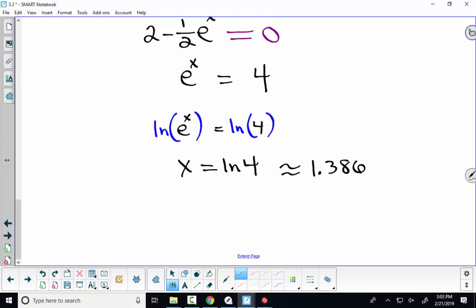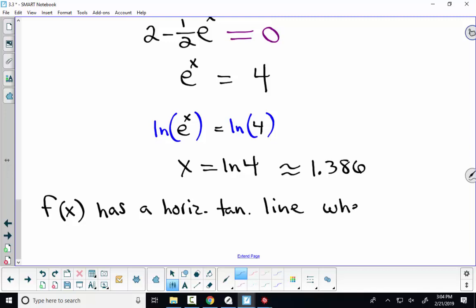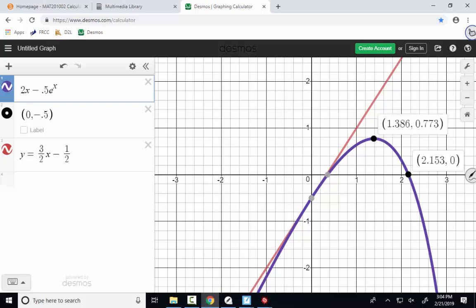So when x is approximately 1.386, the derivative is 0. In other words, the slope of the tangent line at this x value is 0. So we're going to say that f of x has a horizontal tangent line when x is the natural log of 4. Of course, if we were looking at that graphically, the graph tells us what that point is, right? But the idea is that we don't have that graph. So going back to the graph here, horizontal tangent line right here, an x value of 1.386. So that's our natural log of 4.